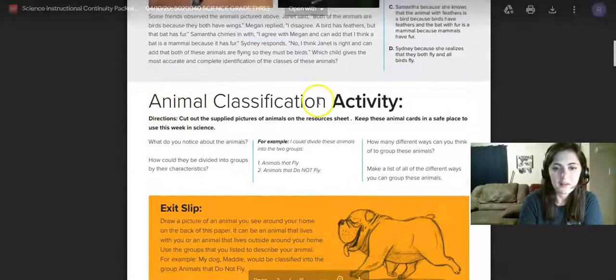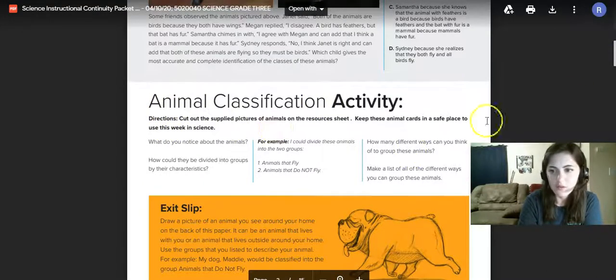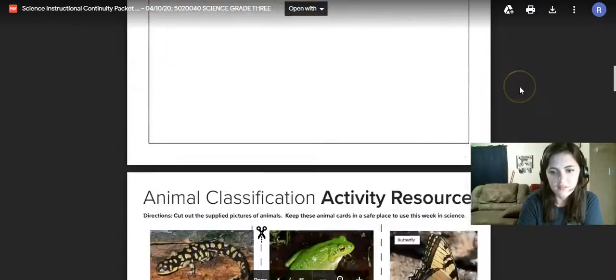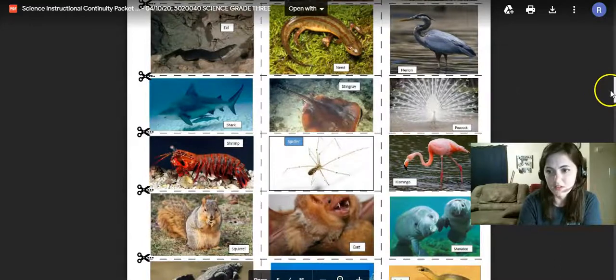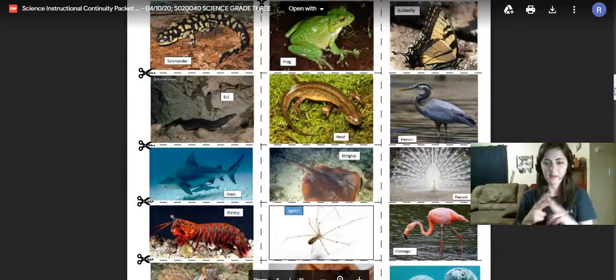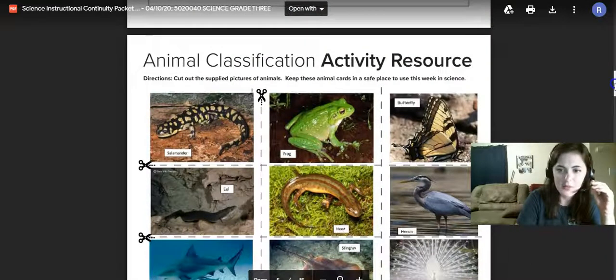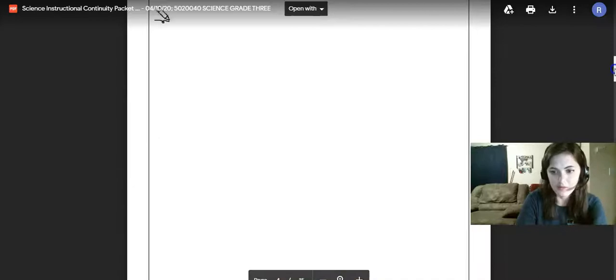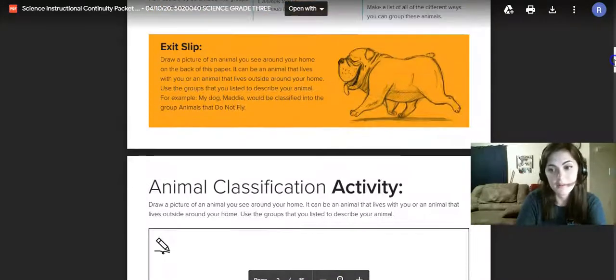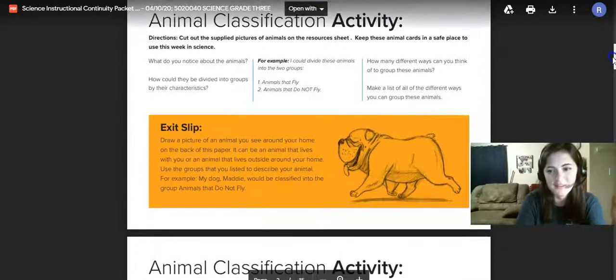This is your animal classification activity. There are going to be these cards attached. It wants you to cut them out and put them in a safe place. So maybe if you have a Ziploc bag, you can put them in there and then put them wherever you keep your things. If you have any journals, keep them there. Or maybe in your backpack since you're not using it right now.